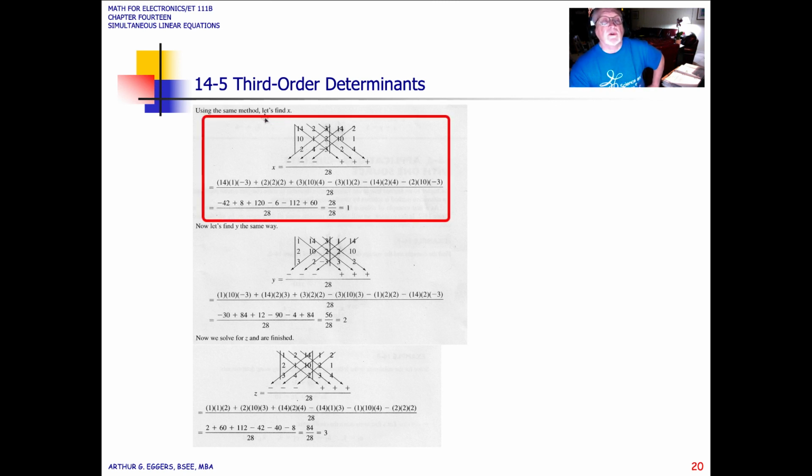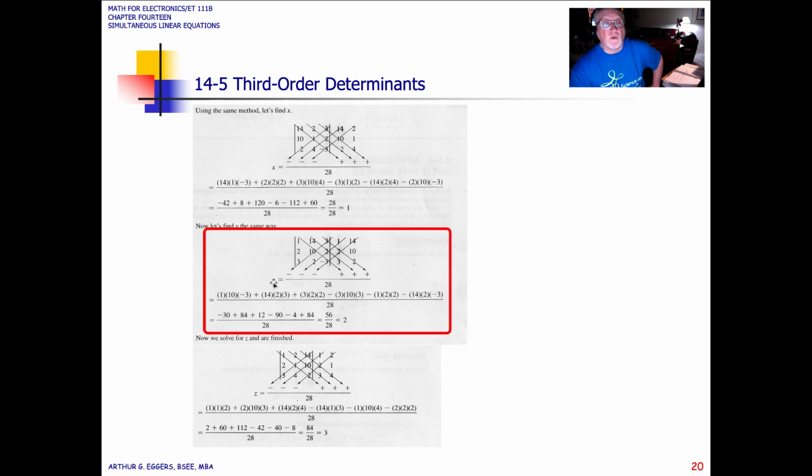Okay, so now what we do is we solve for x, we solve for y, and we solve for z the same way. As we said before, each of the numerators is going to be a little different because the row expansions are different. So now we have 14, 10, and 2, 2, 1, and 4, 3, 2, and minus 3, and then we carry those other two rows over. Take the products, take the sums and differences, and we end up with our first value for x as 28 over 28 when we sum everything, which gives us 1.